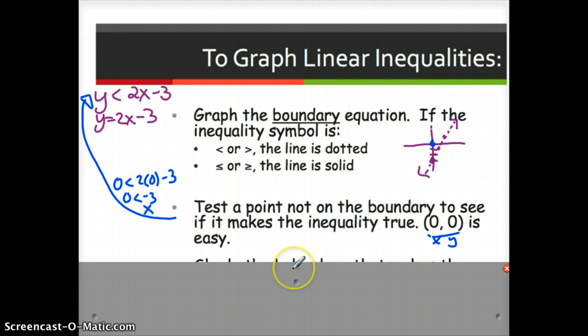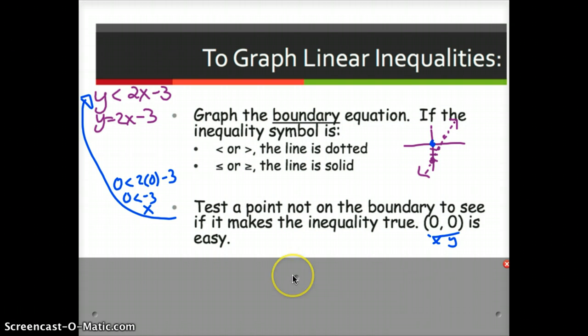So what I might want to do to be safe is try a point that's over here, like maybe I'll try 5, -5 or something like that. So -5 would be y: -5 is less than 2 times 5 minus 3. -5 is less than 10 minus 3, which is 7. -5 is less than 7, so that is true. So this point, 5, -5, makes the inequality true.